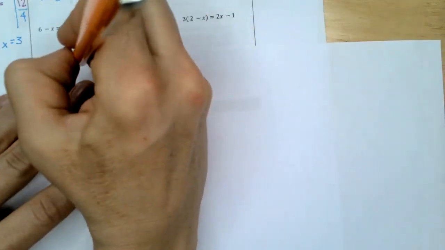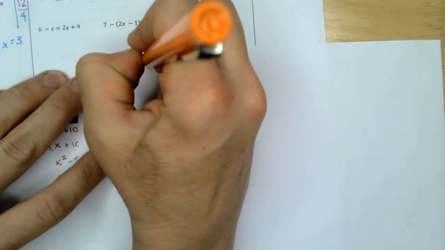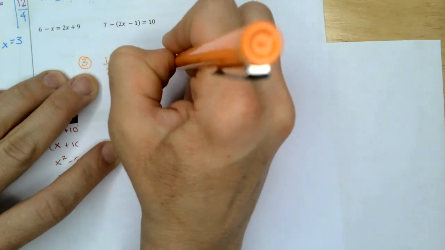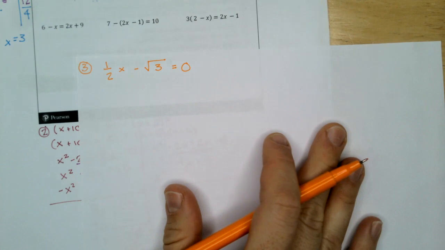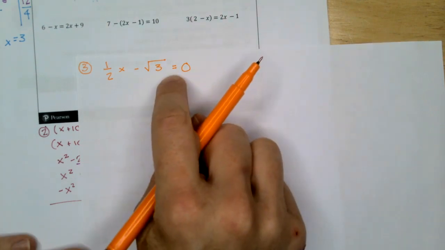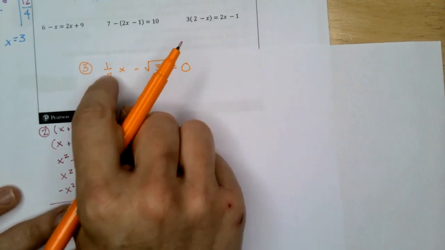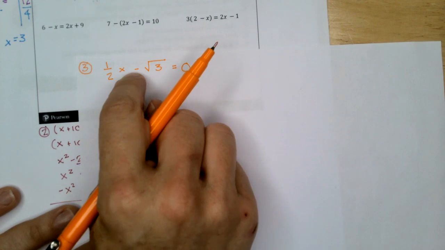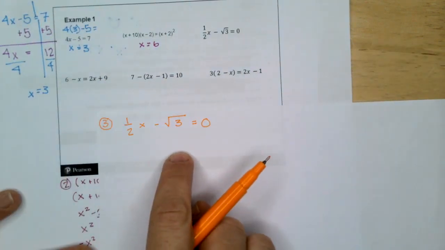Next, we have 1/2 x minus the square root of 3 equals 0. Okay, when something is set equal to 0, it doesn't really mean anything. It's just like being set equal to any other number. So you can still move things. Here, x is being multiplied by 1/2, and then we're going to subtract the square root of 3, just like this one, right? Except that it happens to be a square root of 3.